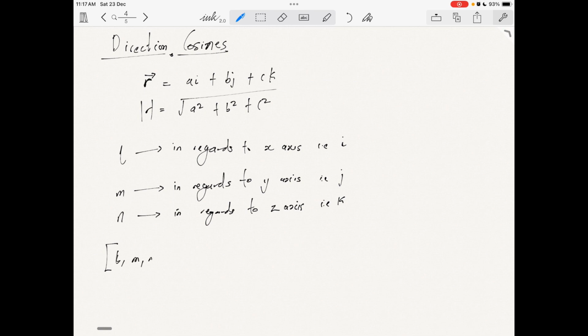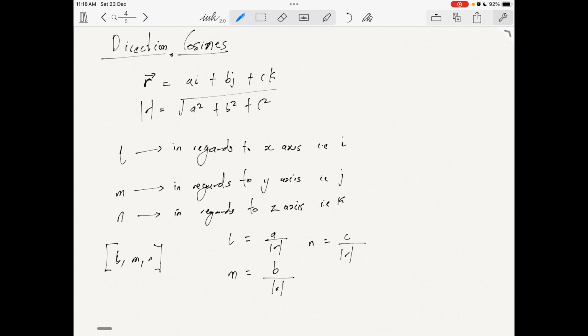So how do we evaluate our l? What is our l? What is our m? And what is our n? Our l is equal to a divided by modulus of r. Our m is equal to b divided by modulus of r, and our n is equal to c divided by modulus of r.